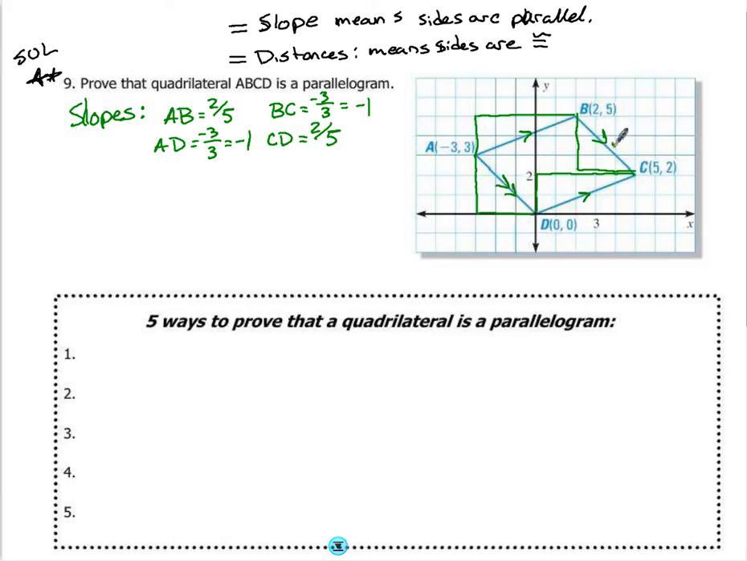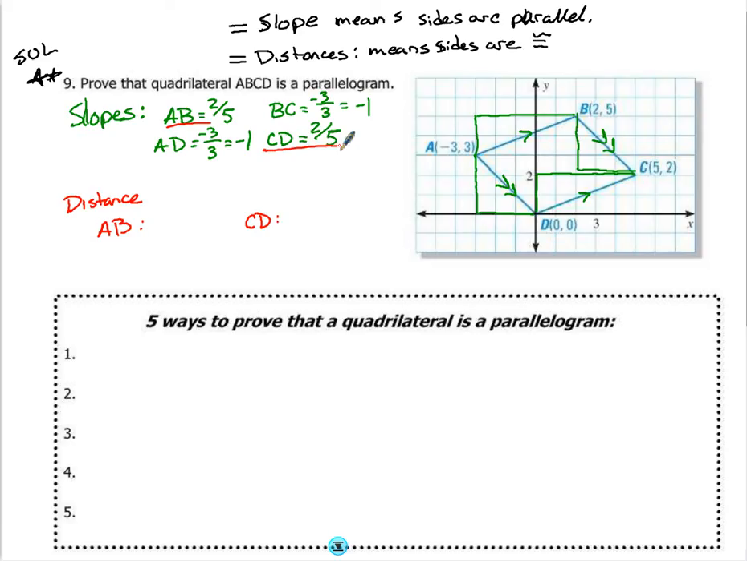But maybe if you're not a slope person, maybe you're more of a distance kind of guy. So if you want to use the distance formula, then you would want to go ahead and find the segment lengths. For example, AB and CD. I'm picking AB and CD because those sides are opposite of each other. And if I can prove that they're congruent, and I already know that AB is parallel to CD, then I know that I have a parallelogram. Because only one pair of sides needs to be parallel and congruent to prove a parallelogram.